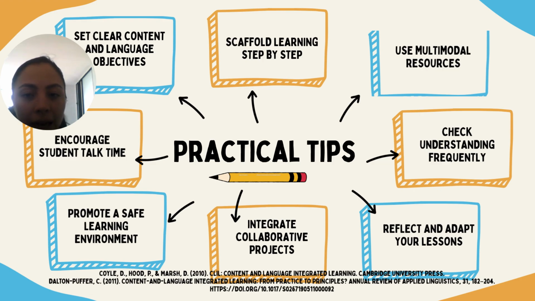Number four, encourage student talk time. Create collaborative activities in pair work and group discussions that foster students' participation. Number five, check understanding frequently. Use formative assessment such as quizzes or comprehension checks. Number six, safe environment. Promote a safe learning environment. Encourage students to communicate without fear of making mistakes. Prioritize meaning over accuracy.